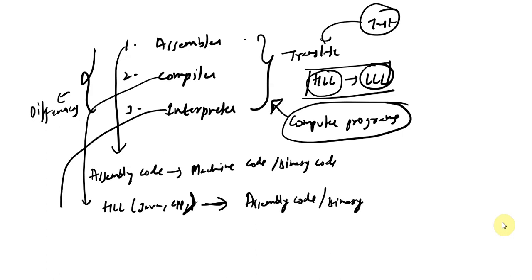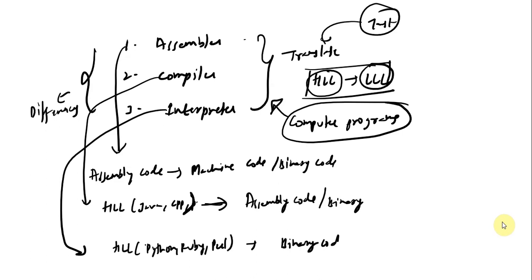And then the interpreter also translates your high level language code, which can be Python or Ruby code or Perl code, to binary code. Now you can see the task of translating high level language into low level language is the same for both compiler and the interpreter. Then what is the difference between the two?